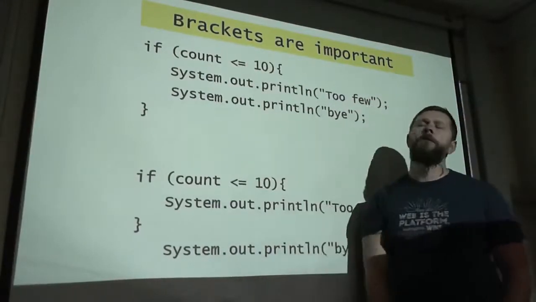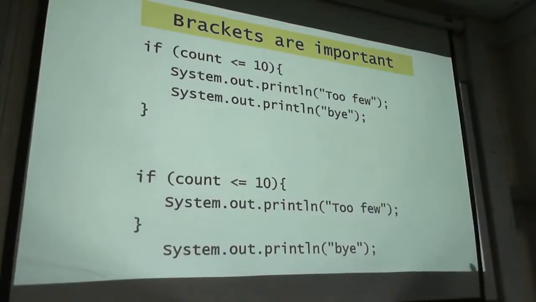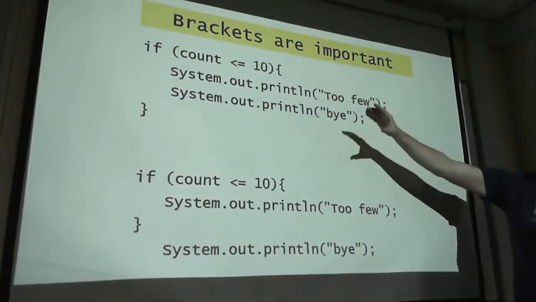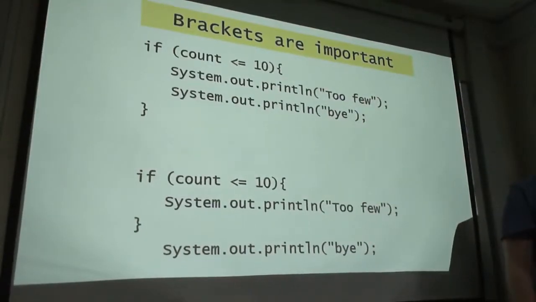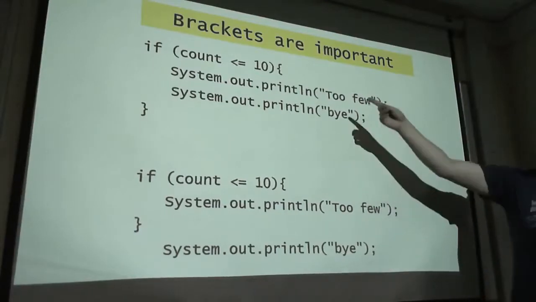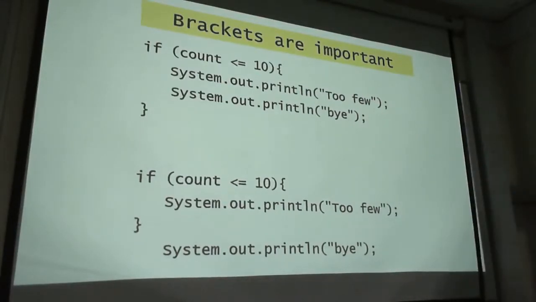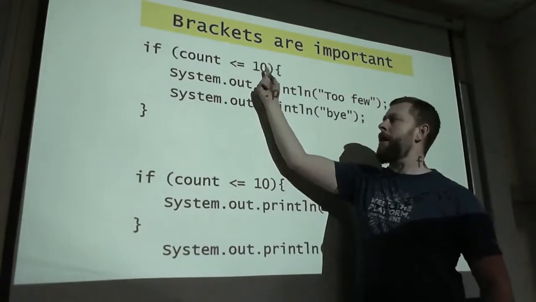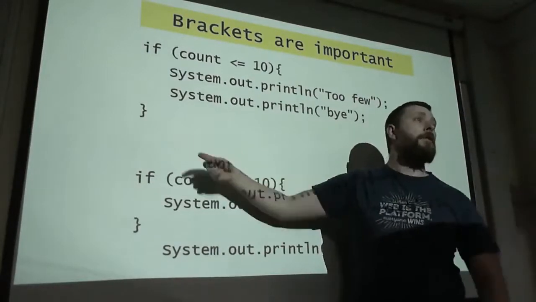If I ran this code and count had a value less than or equal to 10, so let's say the value of 5, in that scenario, it would print out too few, and then bye, and then we'll assume that's the end of the program, it would stop. So you get 2 lines of output. If I had a value larger than 10, so let's say my value is 11, it would not print anything. Because it would come in and go, is 11 less than or equal to 10? No. Okay, down to here. And that probably is the end of the program.